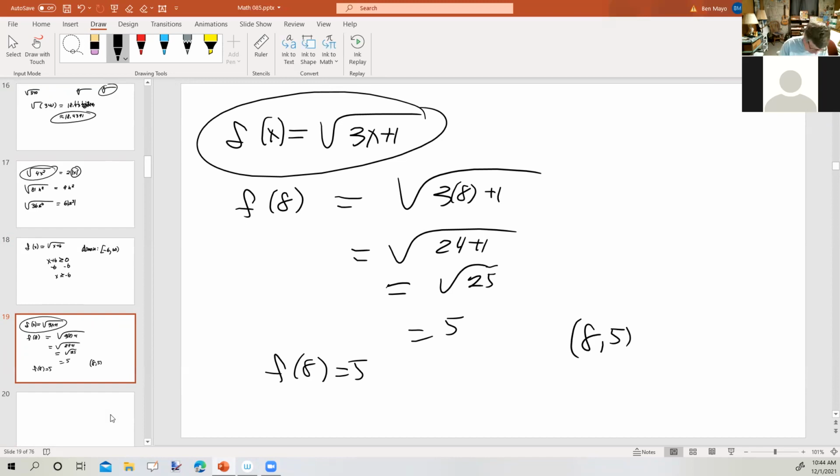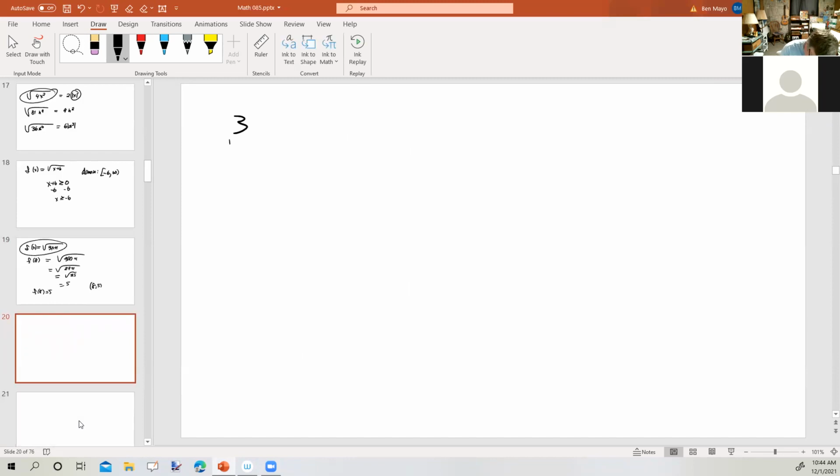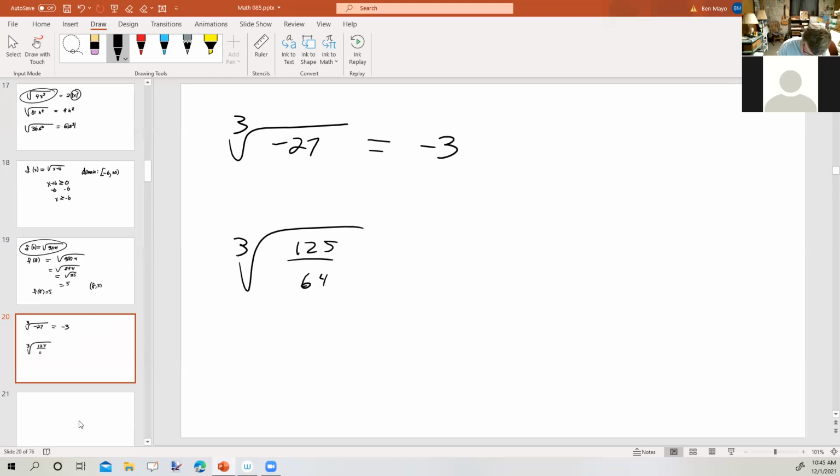Let's see here. Let's take a look at some other roots. How about the cube root of negative 27? Now, you can't take an even root of a negative number. And when you take an even root, you can't get a negative answer. But with odd roots, you can take an odd root of a negative number and you can get a negative answer. The cube root of negative 27 is negative 3. Let's see here. The cube root of 125 over 64 is the cube root of 125 over the cube root of 64, which is 5 over 4.